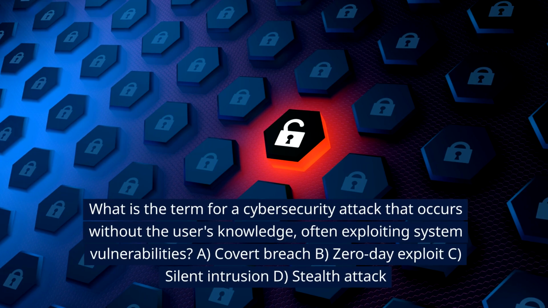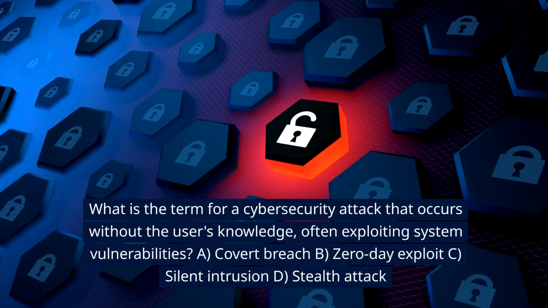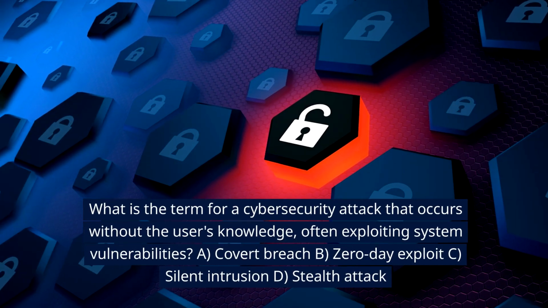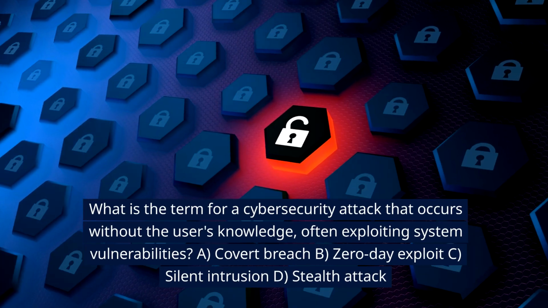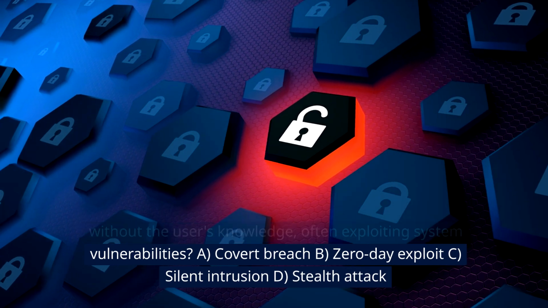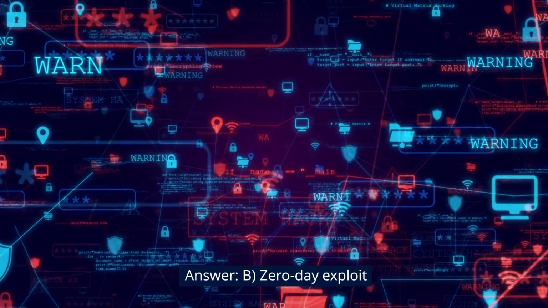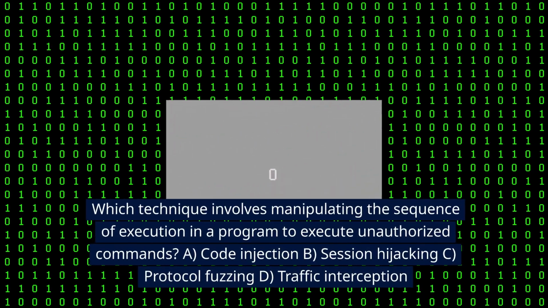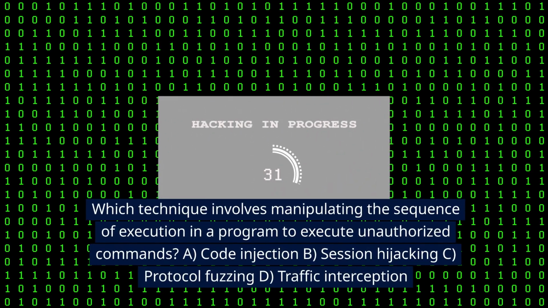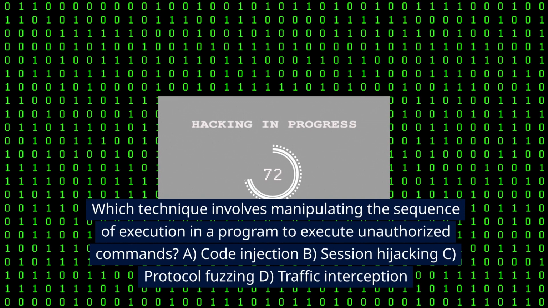What is the term for a cybersecurity attack that occurs without the user's knowledge, often exploiting system vulnerabilities? A. Covert breach. B. Zero-day exploit. C. Silent intrusion. D. Stealth attack. Answer: B. Zero-day exploit. Which technique involves manipulating the sequence of execution in a program to execute unauthorized commands?